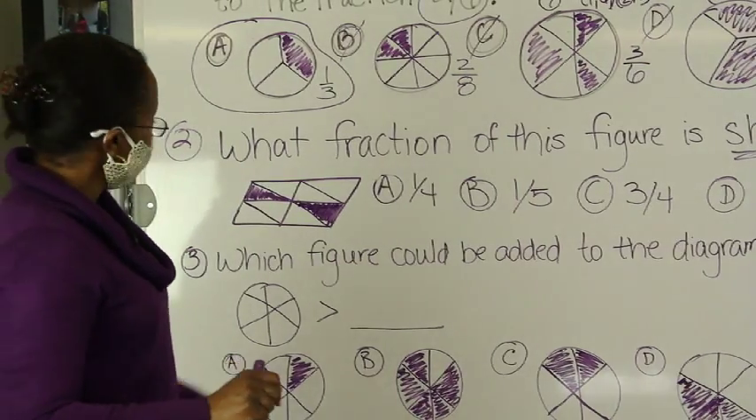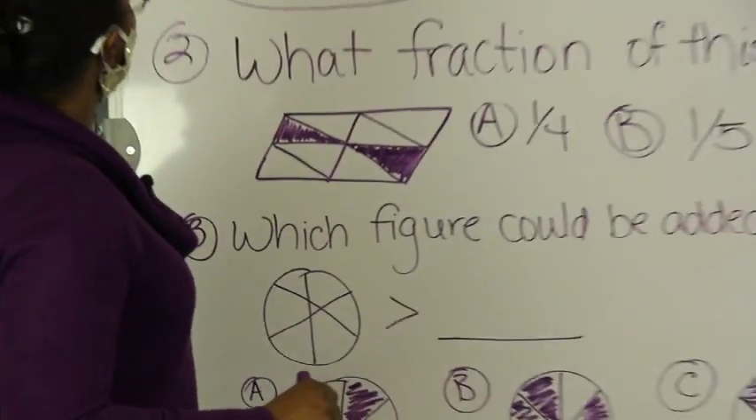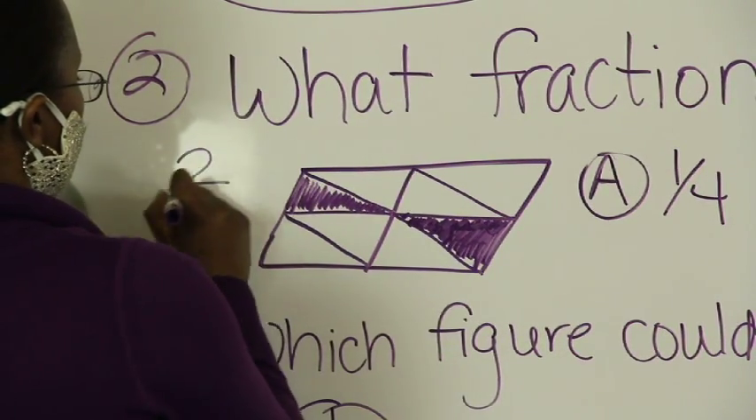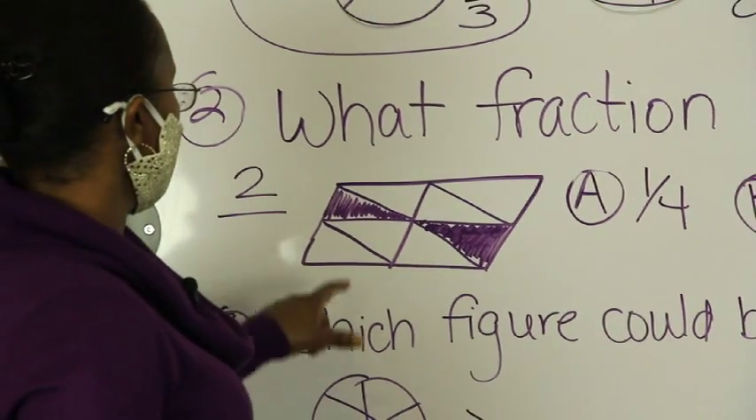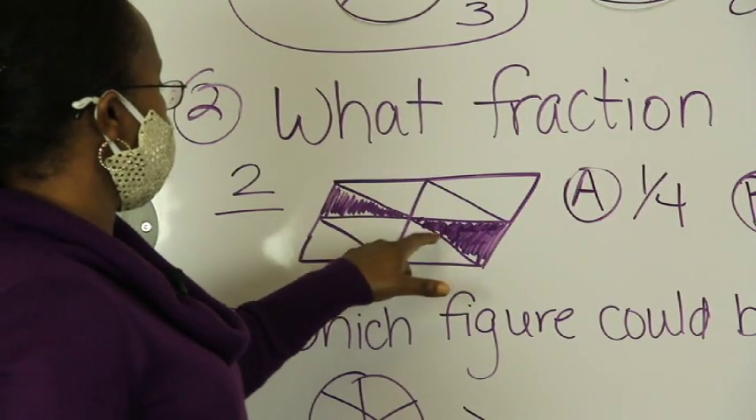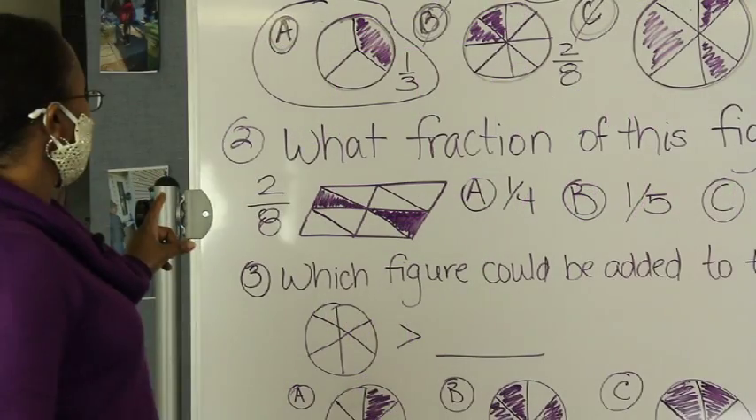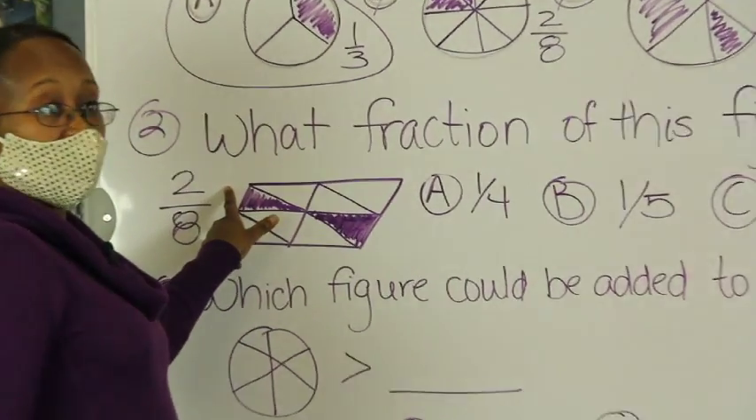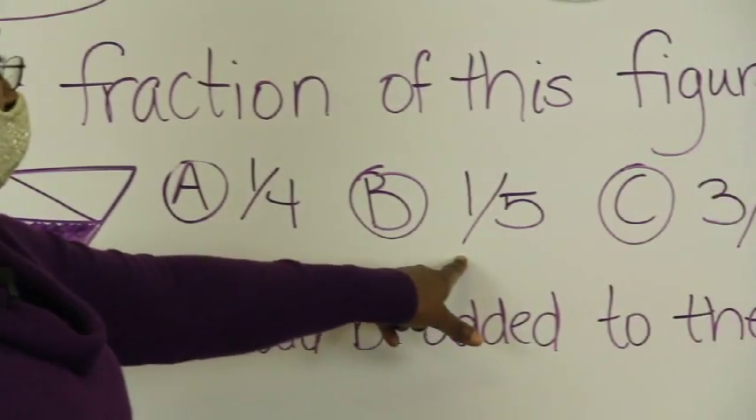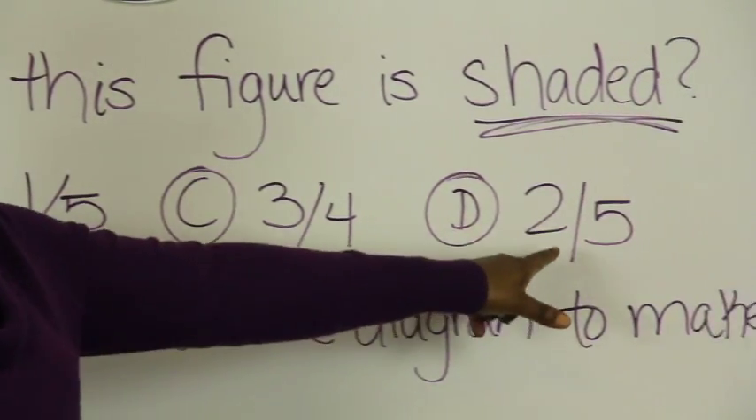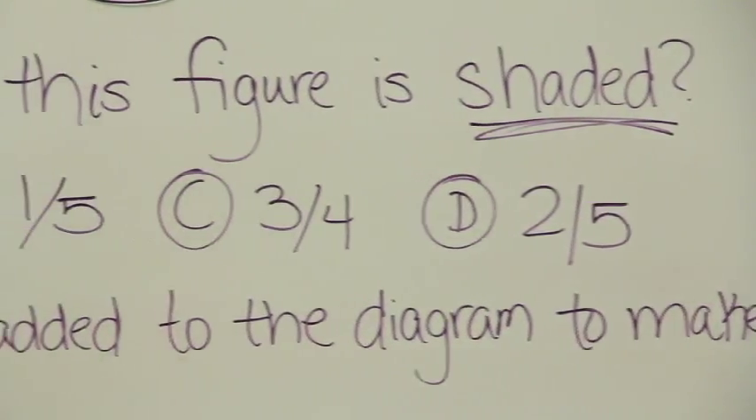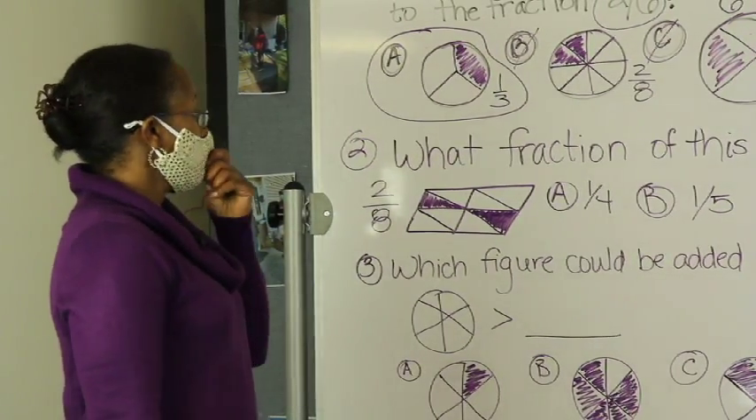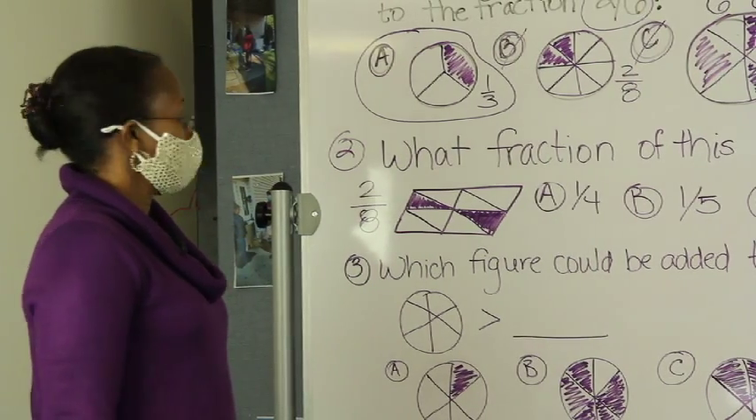That's on our list. So how we do that is just like we did with number 1. We're going to count the shaded area, which is 2, but we also need to know the total number, which is 1, 2, 3, 4, 5, 6, 7, 8. So if you look at the answers, 1/4 is not 2/8. 1/5 is not 2/8. 3/4 is not 2/8. And 2/5 is not 2/8. So then you go, what are we going to do? So what you can do is reduce the fraction.